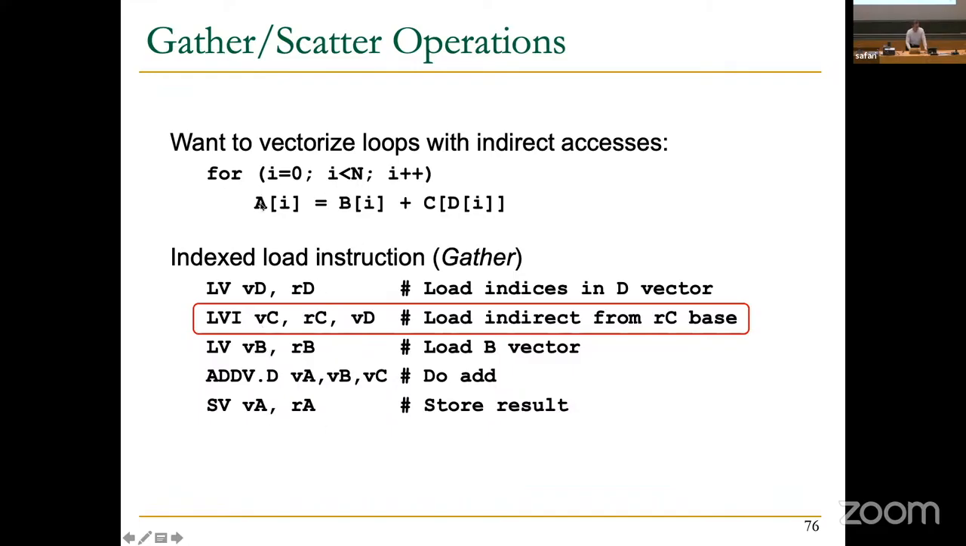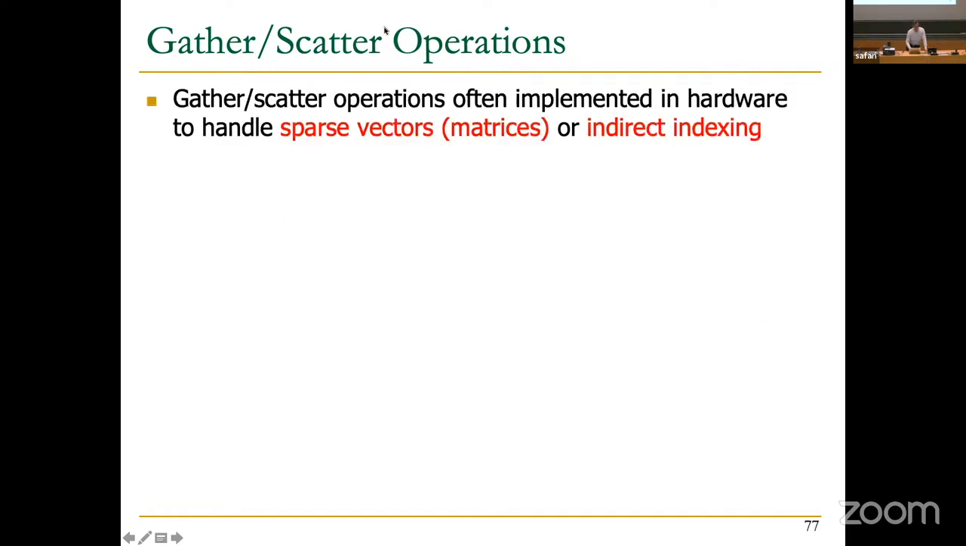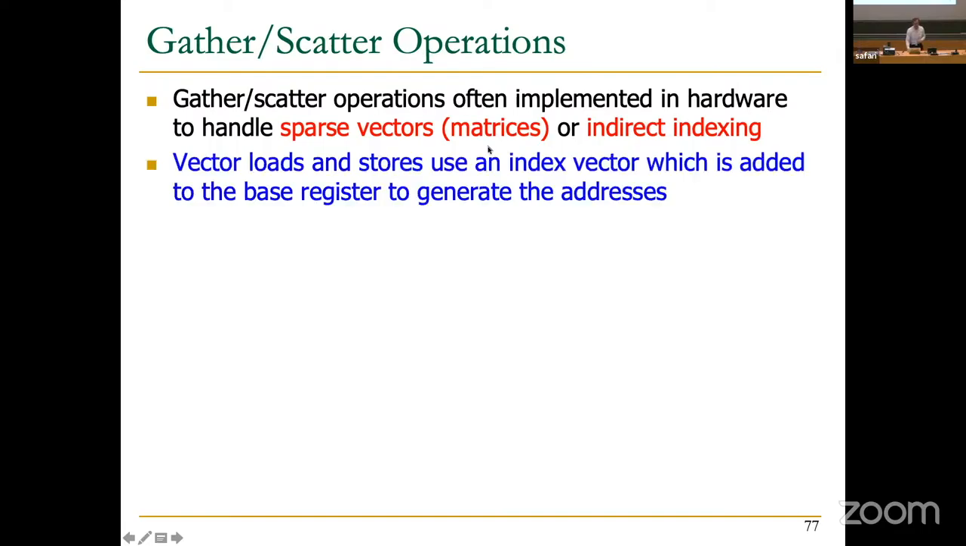The rest is easier, of course. The rest is what we have seen. This is the different part, basically. You need to load the indices, and then you do a load inject. Now let's take a look at an example. Essentially, these are often implemented in hardware to handle these sparse vectors, as I mentioned, or indirect indexing.